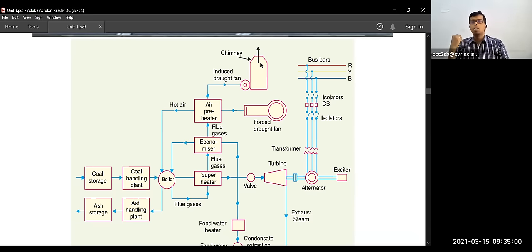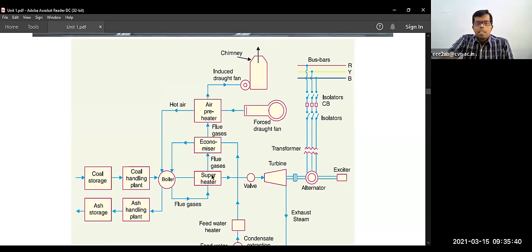But even though some toxic gases are there, as I already said, the fume consists of toxic gases like NOx, SOx, nitrous oxide, sulfur dioxide, and carbon monoxide. Like that, many harmful gases are there. So we are treating those flue gases again, and we are sending the flue gases from the chimney within the permissible limits set by the pollution control board.